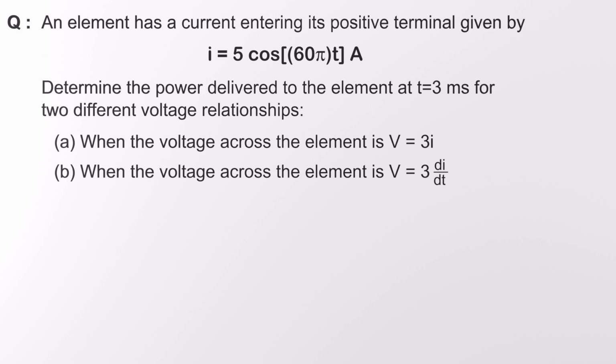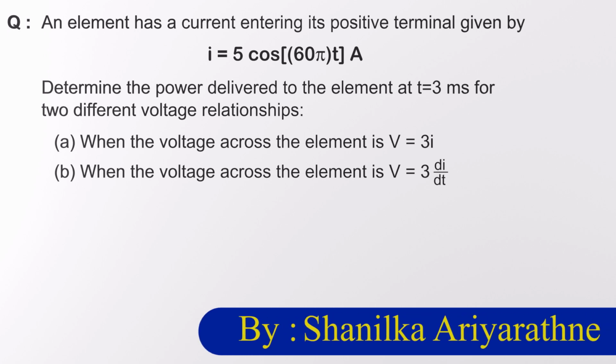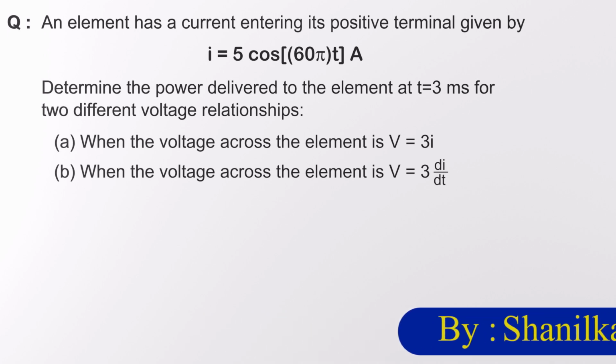Here's the problem. We're given a circuit element. It might be a resistor, an inductor, we don't know for sure, and a time-varying current entering its positive terminal. Along with that, we're given two different voltage scenarios. The task is to calculate the power delivered to the element at a specific moment, t equals 3 milliseconds.